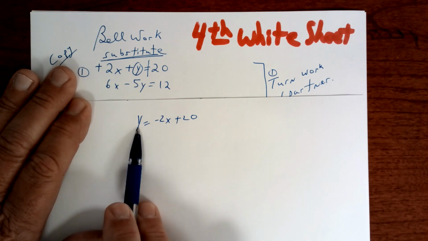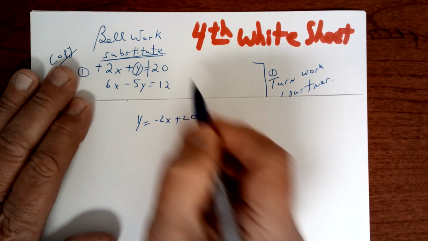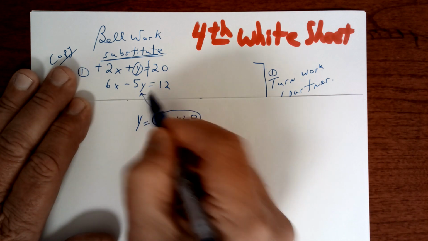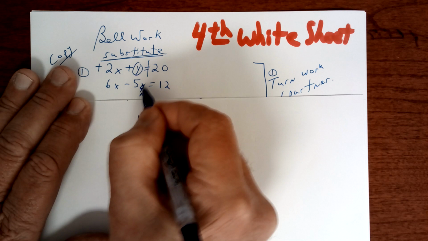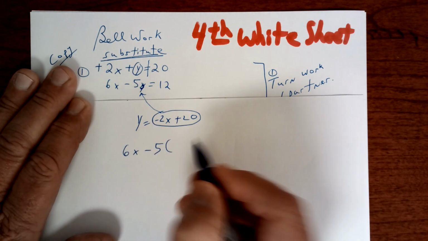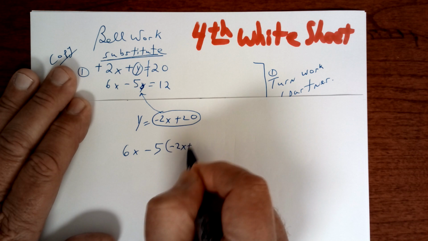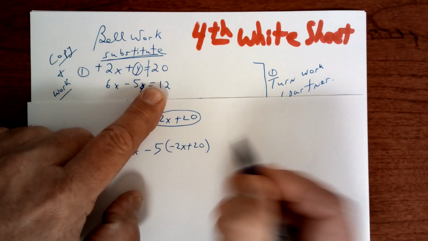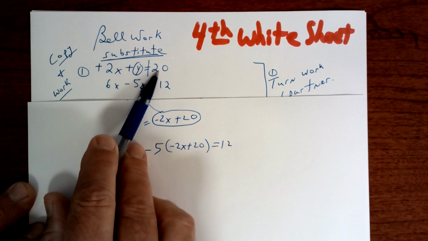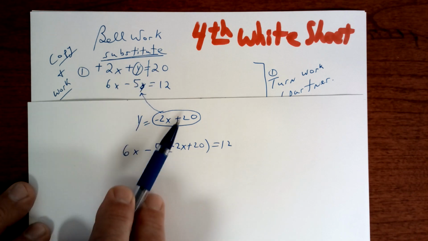And you're going to substitute it into your other equation, all of this, in place of that y. So you're going to scratch the y out, and you're going to get 6x minus 5 times your substitute, like that, and you're going to say equals 12. Okay? You don't want to put equals 20 because that's the other equation that you just used here. Let's see what happens.